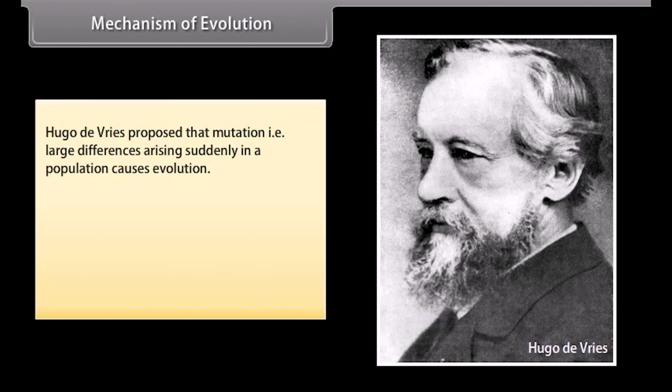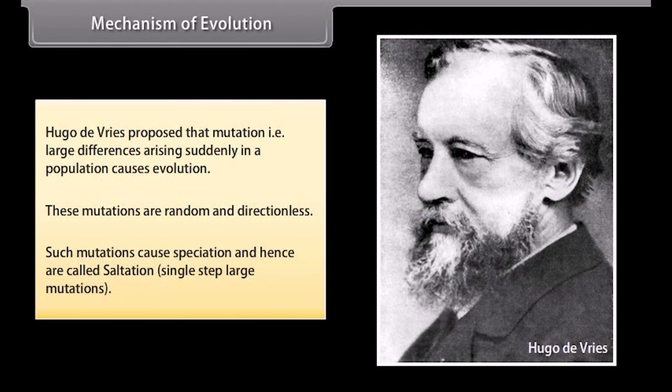Mechanism of evolution. Hugo de Vries proposed the mutation theory, that is, large differences arising suddenly in a population cause evolution. These mutations are random and directionless. Such mutations cause speciation and hence are called saltation, that is, single-step large mutations.